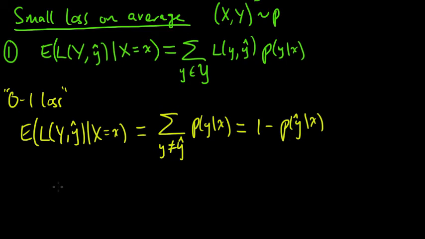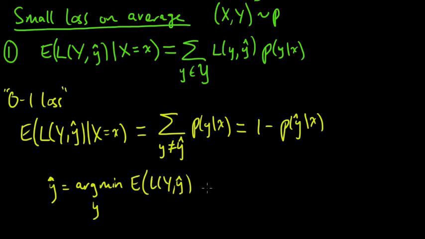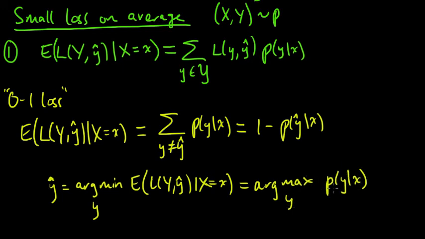What happens if we try to minimize this? Let's say that we want to predict the y hat, which is the minimizer, the argmin over all y's of this conditional expectation, the loss given X equals x. And this is the same as, so if we're minimizing this negative thing, that's the same as maximizing. That's the argmax over y's of this, of the probability of y given x.